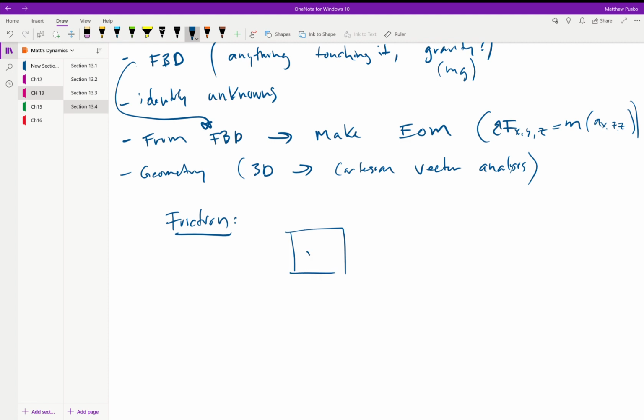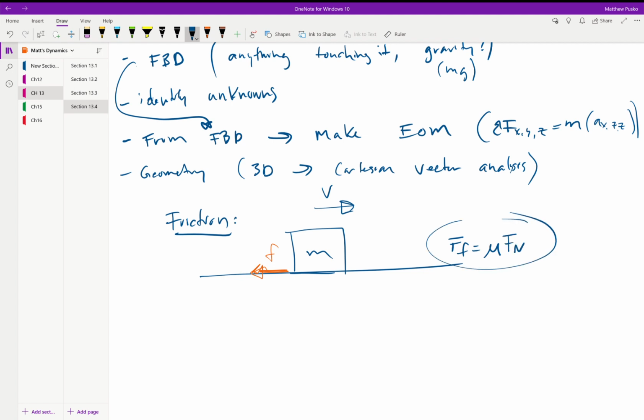So let's just put a mass on a surface and maybe it's moving along with some velocity. In that case, if it's moving to the right, friction is always opposing the direction of motion. And we can calculate it. The force due to friction is equal to the coefficient of friction times the normal force. And we'll practice how to get that.